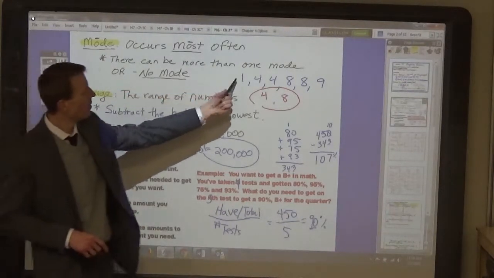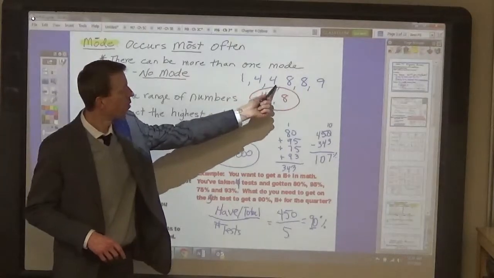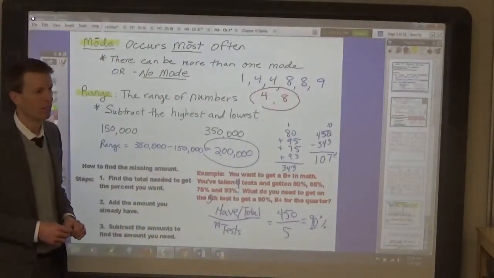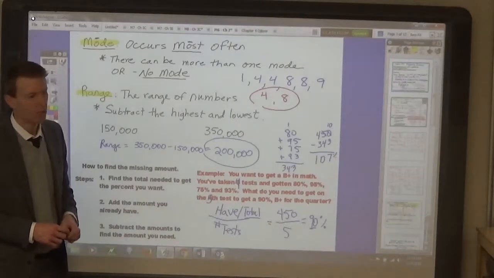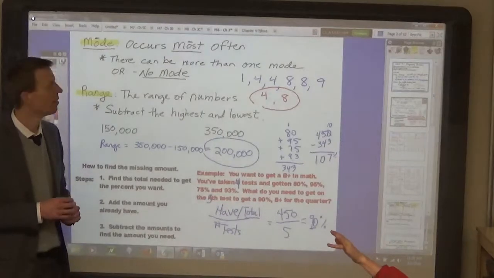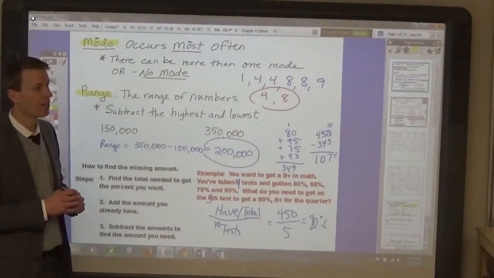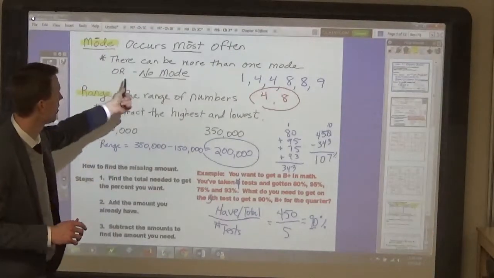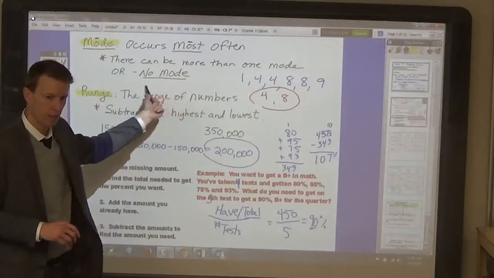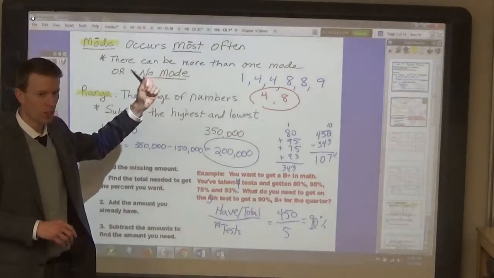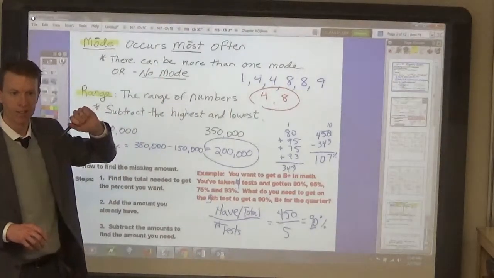So look at this set: 1, 4, 4, 8, 8, 9. What's the mode? Is there a mode? Yes. Because if there isn't a mode, if they all occur the same number of times, then we can say that there is no mode. But there is a mode. Actually, there's more than one mode. Why?